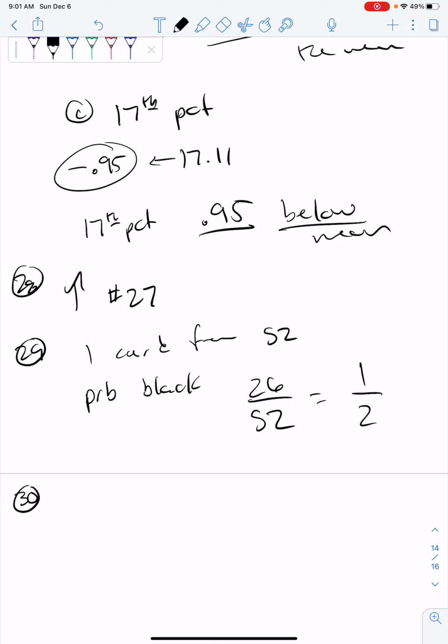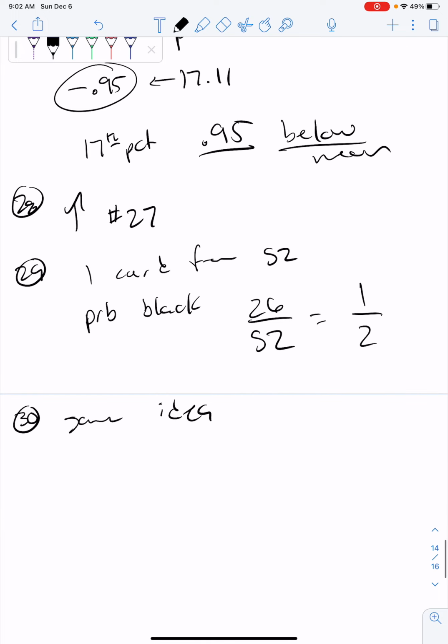An experiment consists of drawing one card from a 52-card deck. What's the probability? Oh, my number 30 is exactly the same. It's exactly the same question. So we're not going to do number 30, but if your number 30 is different, same idea.